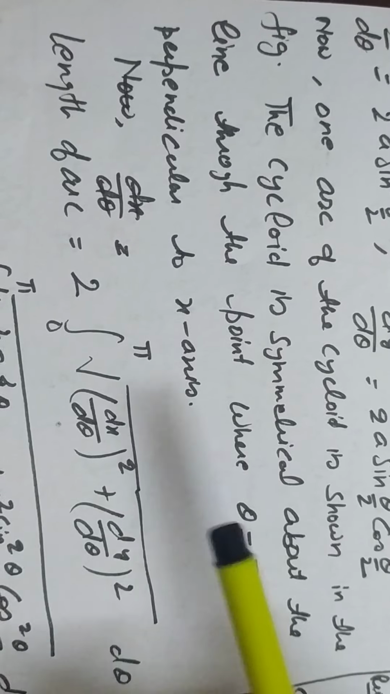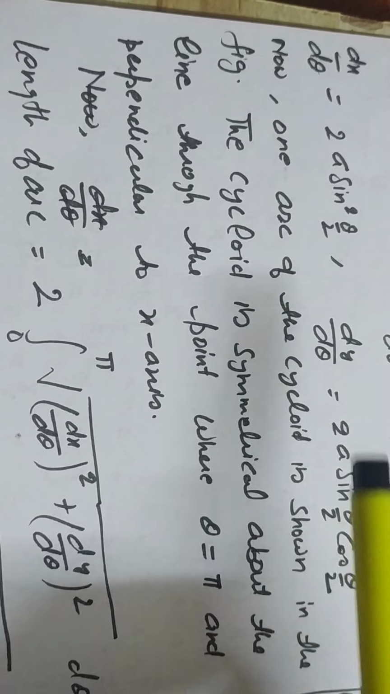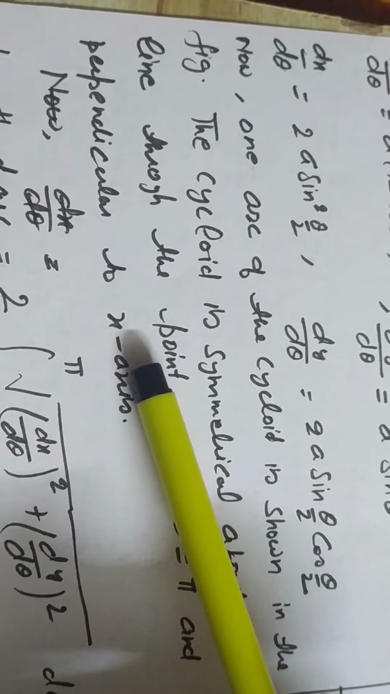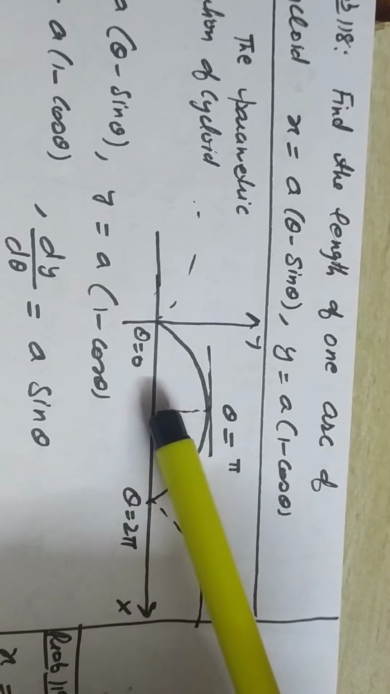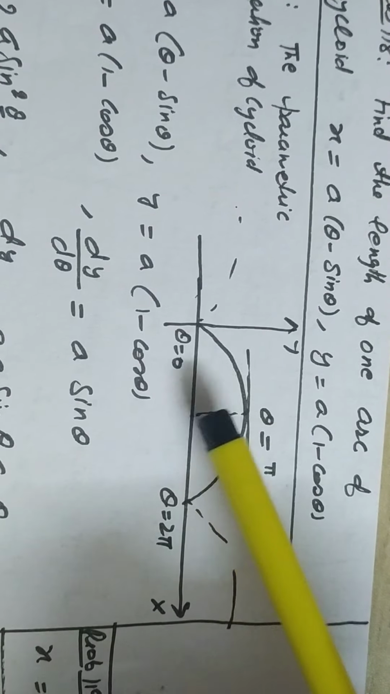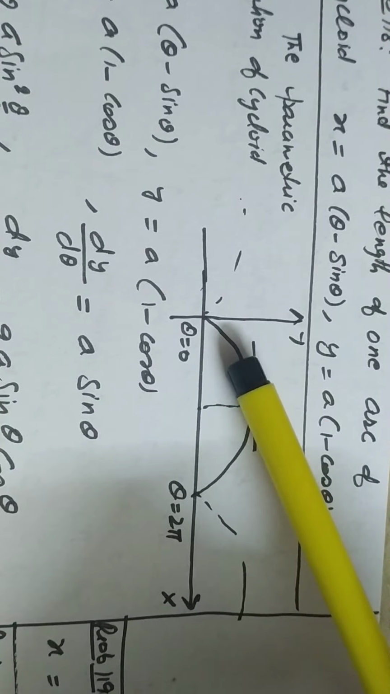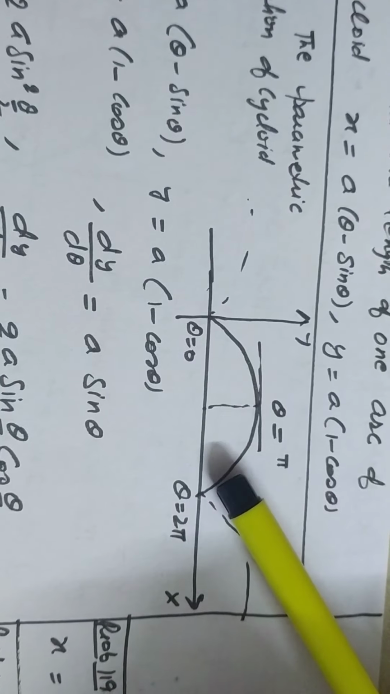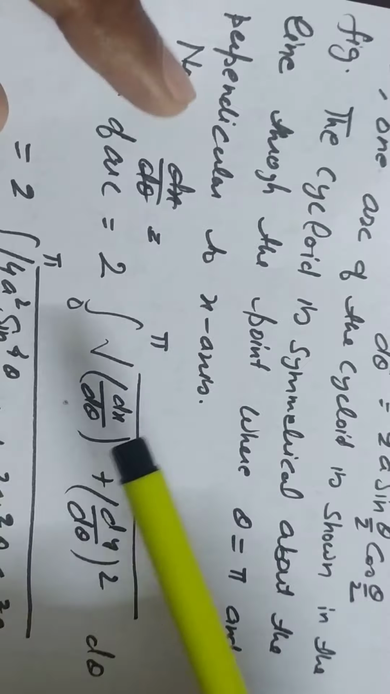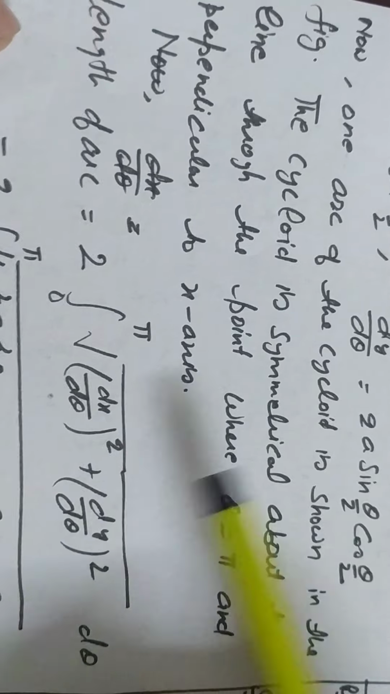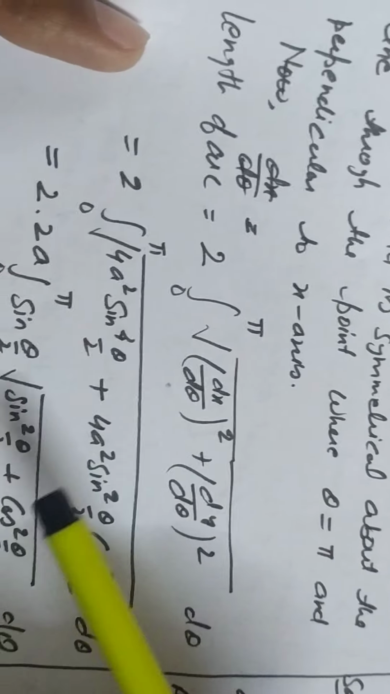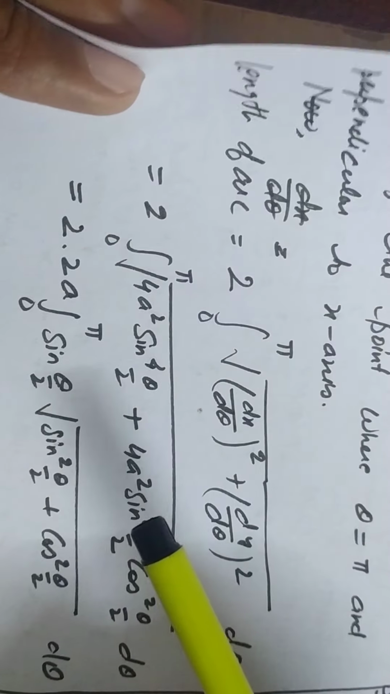Because here the cycloid is symmetrical about the line through the point when theta is equal to pi and perpendicular to the x-axis, that is this one. So when I take the value of theta from 0 to pi, it means half of the arc length is obtained. The other half will be computed by just multiplying the previous half by 2. So you simply plug these two values and then make some simplification.